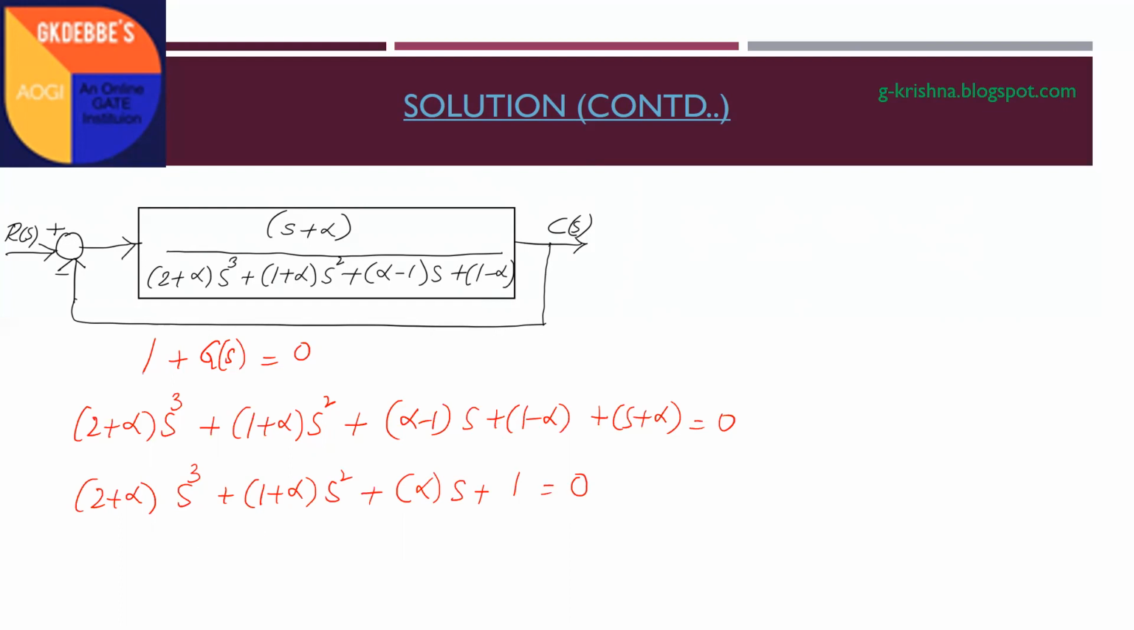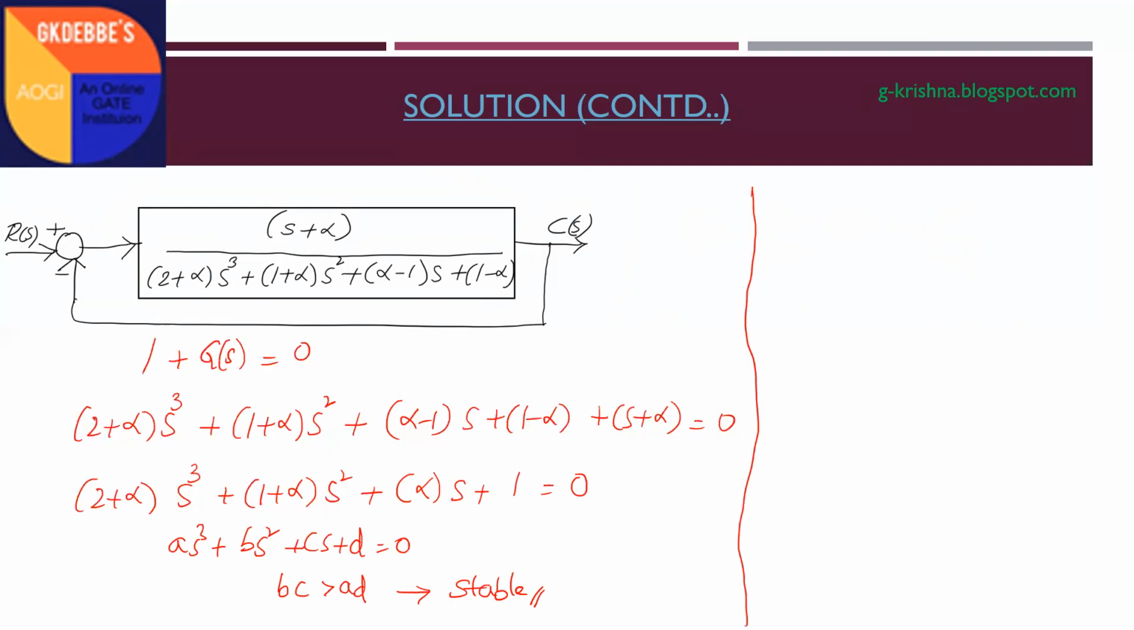According to the RH criterion, for a third order system, if you compare this third order characteristic equation with the standard model a s cube plus b s square plus c s plus d equal to 0, for closed loop system stability, BC should be greater than AD. Whenever BC is greater than AD, the closed loop system will be stable. Let us apply this condition to the third order characteristic equation. You'll get 1 plus alpha into alpha should be greater than 2 plus alpha.